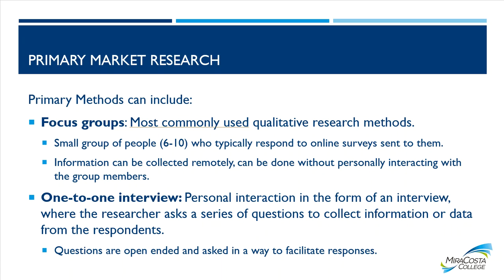Some examples of primary methods include focus groups, which is the most commonly used qualitative research method. This is a small group of people, usually just 6 to 10, who typically respond to an online survey sent to them. Information can be collected remotely, without personally interacting with the group members. And there are also one-to-one interviews.